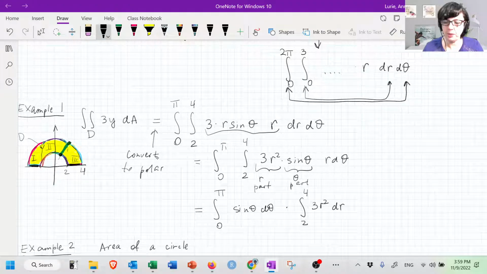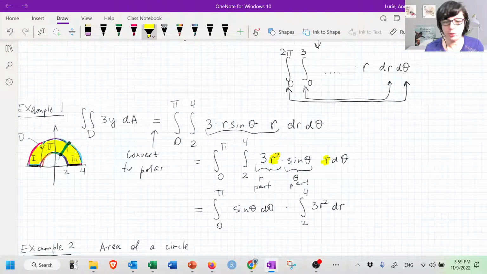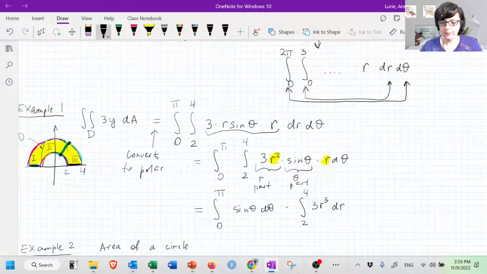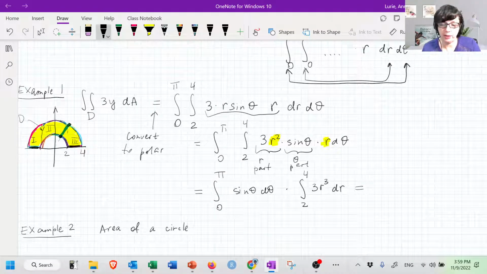Oh, no, it's not going to be r squared either, because if you look at this term and that term, remember that extra r, that actually makes it into r cubed. So this will become r cubed. Okay, so now we just have to compute each of these integrals and multiply them, and we got it.